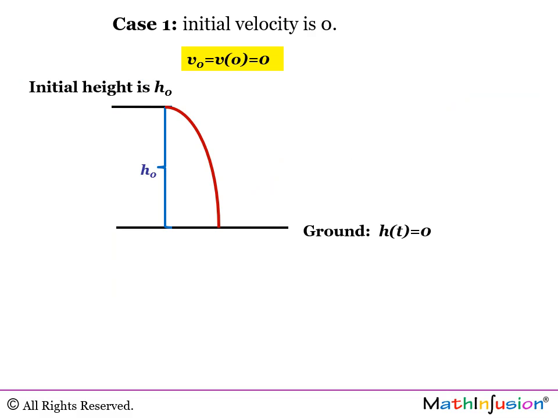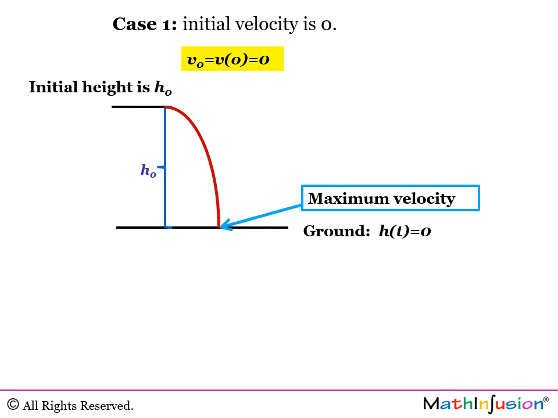In case number 1, the initial velocity is 0. It means that the object just drops. When it hits the floor, it gets its maximum velocity. In this case, we can substitute 0 for the initial velocity, and we get a very simple equation for h of t.